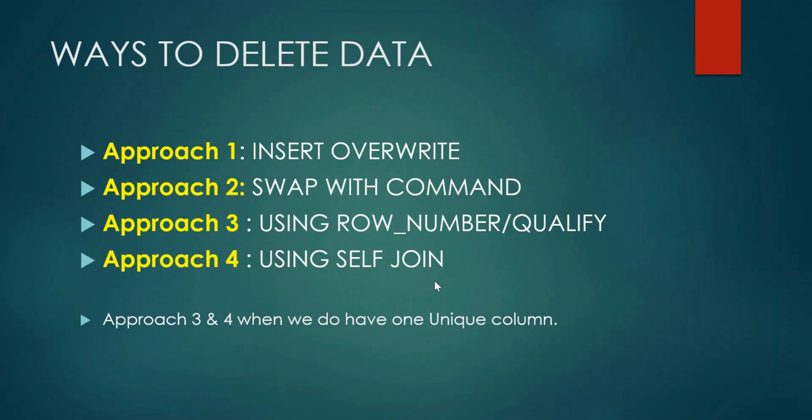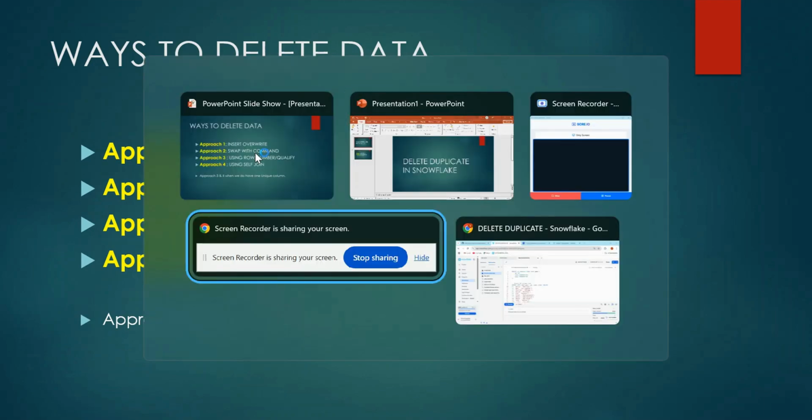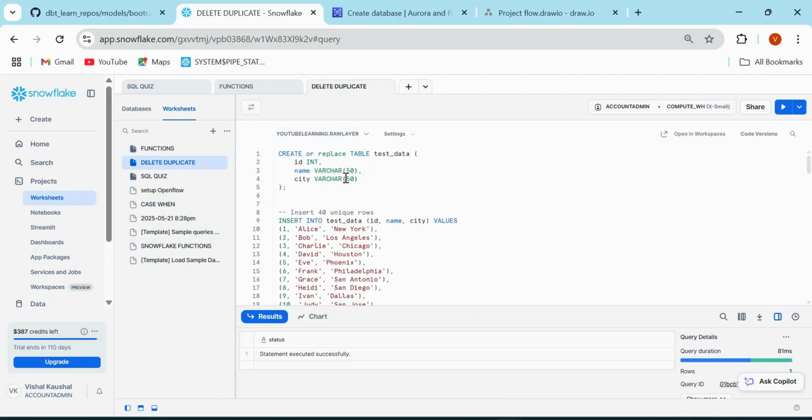So just consider that you have two tables. In one table, you do not have any primary or unique column. And in one table, you have unique IDs. So let's understand how we are going to do it in Snowflake. The very first approach I'm going to use is insert overwrite. So let me just come to my Snowflake.